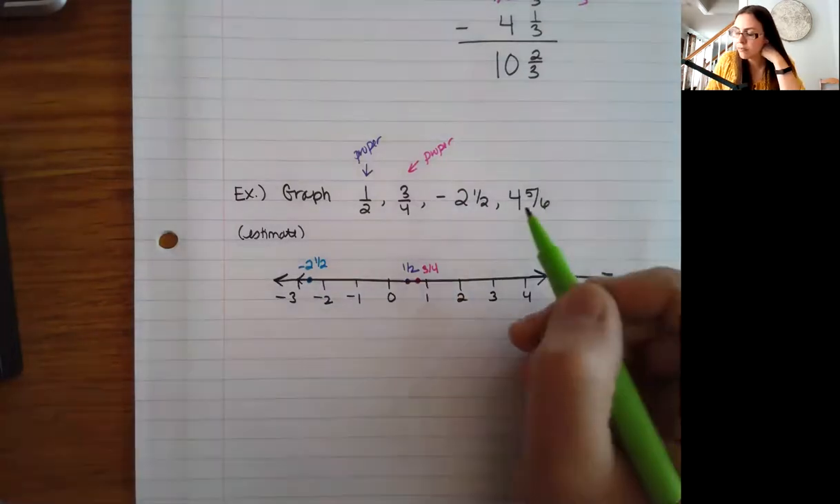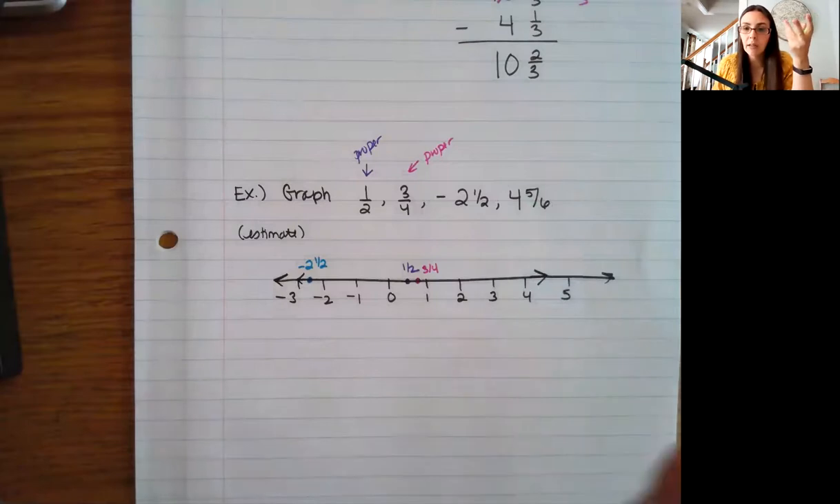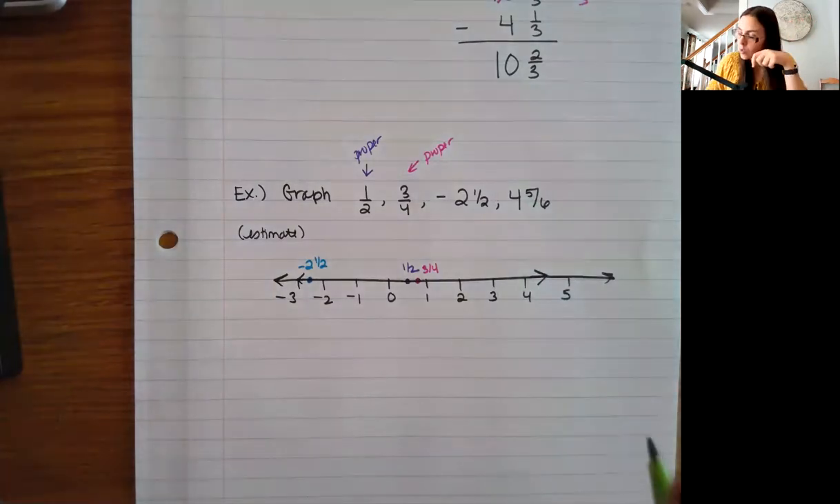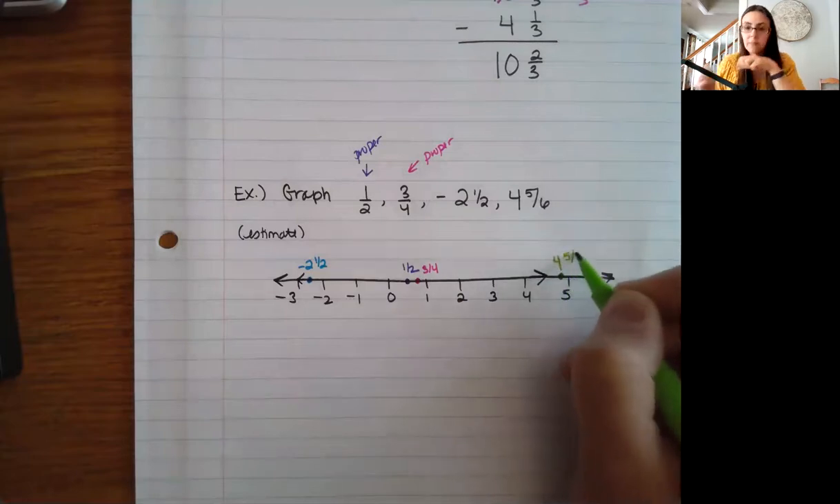And finally, 4 and 5/6. So think about that 5/6. You have 5 out of 6 pieces shaded in. That's almost the whole thing, right? 5 out of 6 is almost the whole. So you're going to be close to the 5. So 4 and 5/6. Okay.